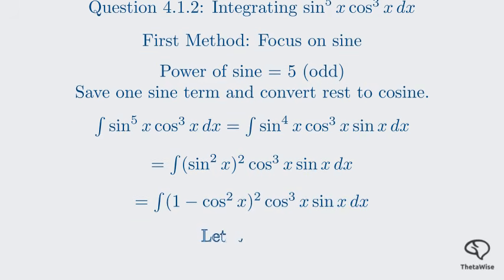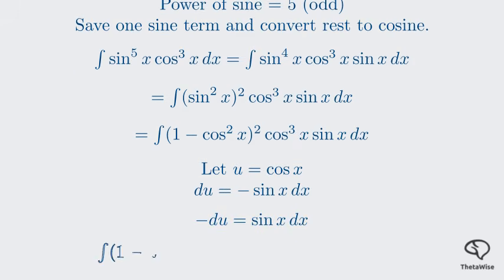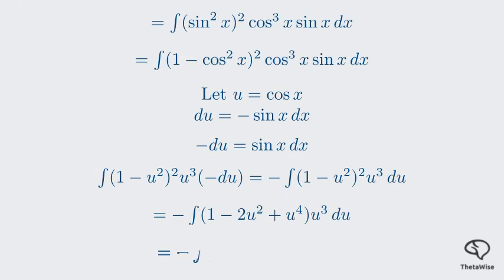Let's set u equals cosine x. Then du equals the derivative of cosine x, which is negative sine x times dx. The sin x dx part in our integral is almost du. It's the negative of du. So sin x dx equals negative du. Now we substitute into our integral. The integral becomes the integral of 1 minus u squared, squared, times u cubed, times negative du. Let's expand the squared term. 1 minus u squared, squared, is 1 minus 2u squared plus u to the 4th.